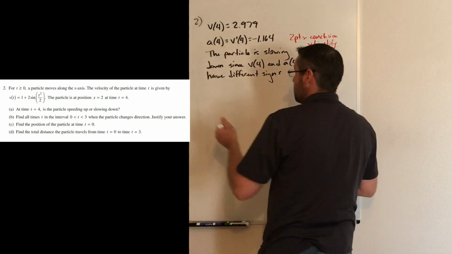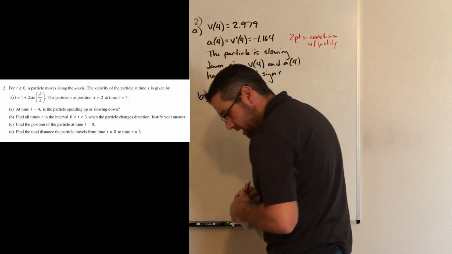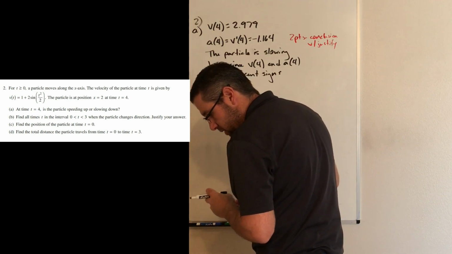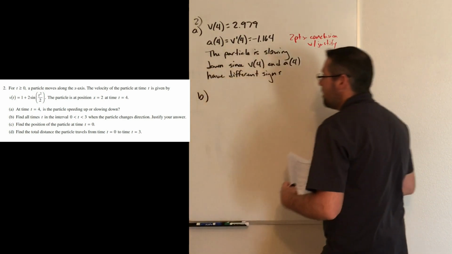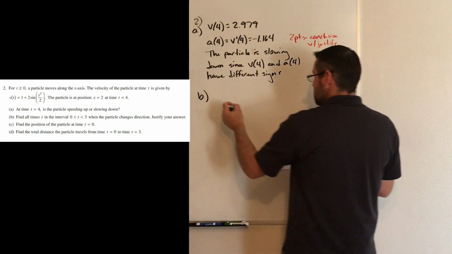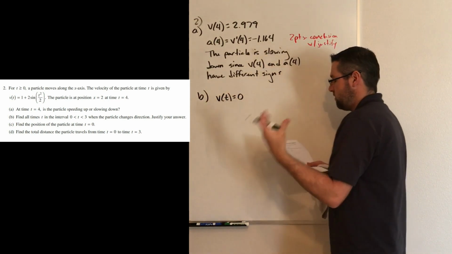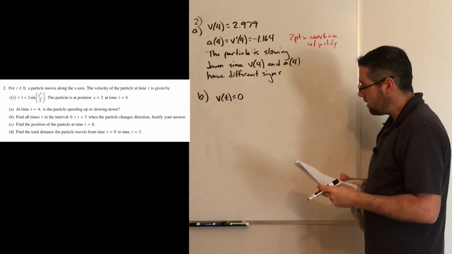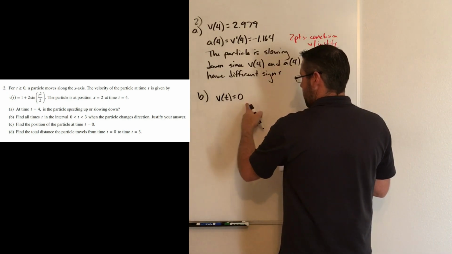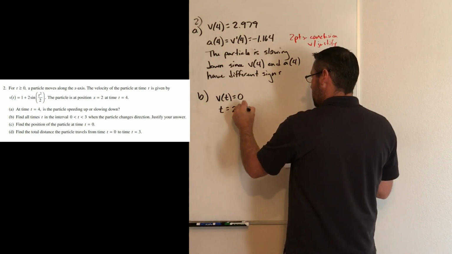Let's go ahead and look at part B right here. So for part B, it is saying to find all the times in the interval 0 to 3 when the particle changes direction. Well, the particle changes direction when velocity changes signs. So the first thing we have to do is set velocity equal to 0, and the velocity always exists in that interval. So we use our calculator, we find our zeros, we get a time of 2.707.